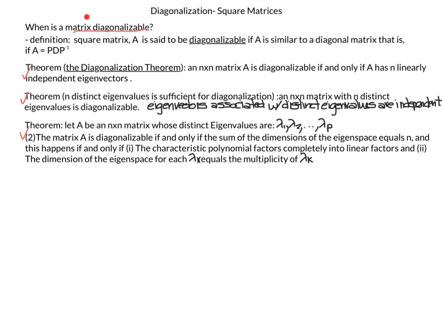And again, keeping track of when a matrix is diagonalizable, now we have it's diagonalizable if and only if A has n linearly independent eigenvectors, or when we know that the eigenvalues are distinct, we get the independence of the eigenvectors for free. But if we don't have n distinct eigenvalues, we have our new theorem here. So if we have p distinct eigenvalues, where p is less than n, then the matrix is diagonalizable if and only if the sum of the dimensions of the eigenspaces equals n.